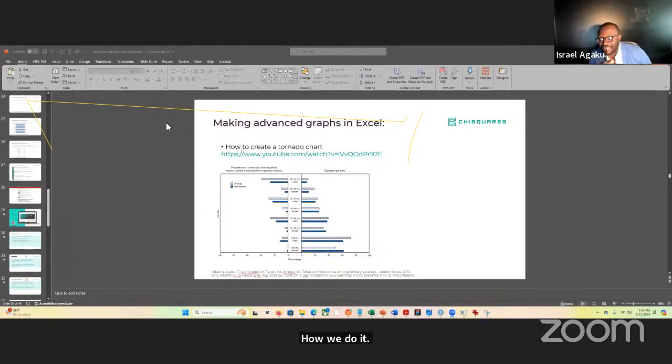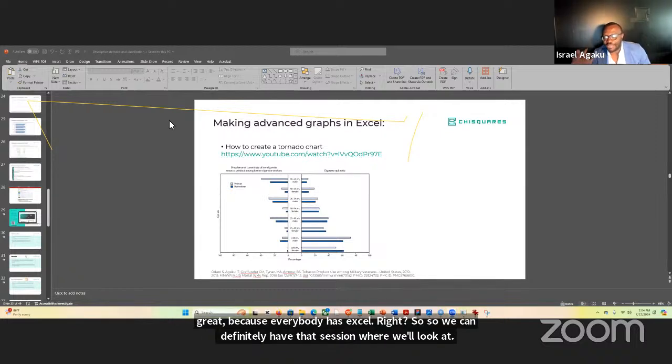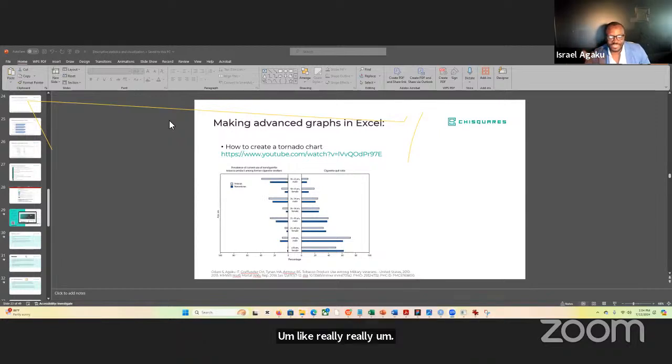So maybe one of these days we will have a session where we'll just have Excel, creating very powerful figures in just Excel, no special software, just Excel. And that's great because everybody has Excel, right? So we can definitely have that session where we look at really complex and really powerful figures that you can just do in minutes with just Excel. So we can do that. Any other question?